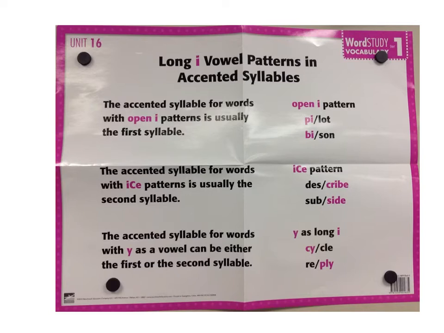The accented syllable for words with the long I, consonant, silent E patterns is usually the second syllable. Some examples are describe, subside. The accented syllable for words with Y as a vowel can be either the first or the second syllable. Some examples for Y as a long I are cycle or reply.